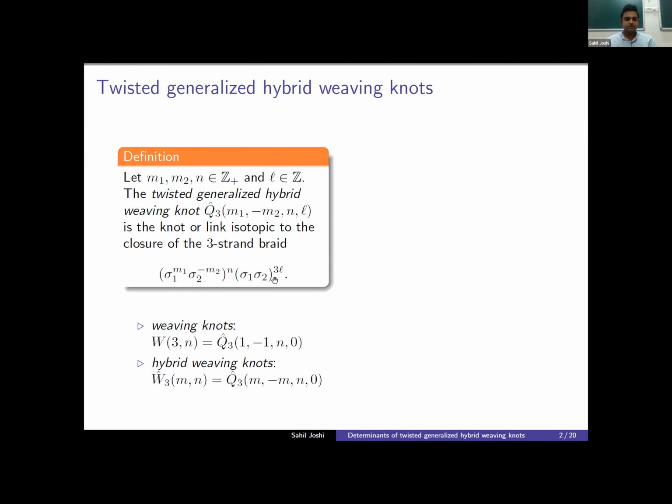This family is a generalization of the classical weaving knots on three strands. If we substitute m1 equal to m2 equal to 1 and l to be 0, then we get the classical weaving knots. This is also a generalization of hybrid weaving knots if I substitute m1 equal to m2 equal to m. This family was defined by Singh and Chbili. They mainly studied the colored HOMFLYPT polynomials of these knots.